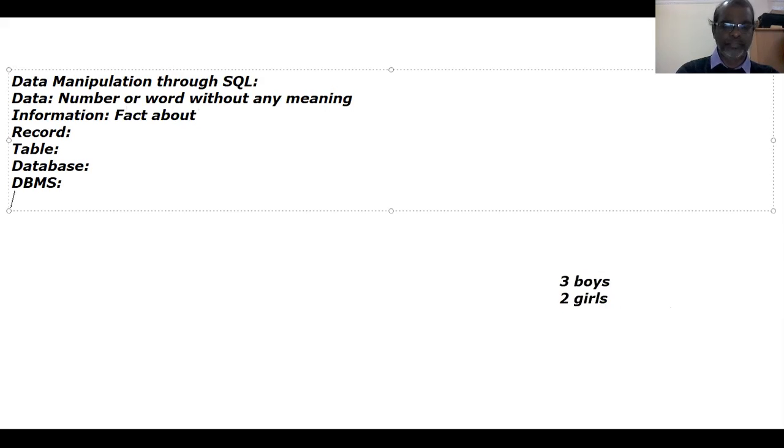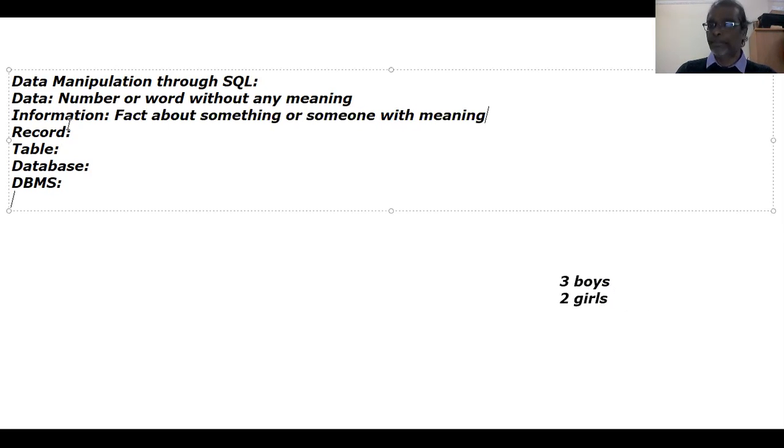Information is a fact about something or someone with meaning. By seeing 3 and 2 alone, you cannot conclude why I wrote 3 and 2. After writing 3 boys and 2 girls, everybody can easily understand that in this classroom, 3 boys and 2 girls are studying. That is a truthful fact. A fact about something or someone is called information.